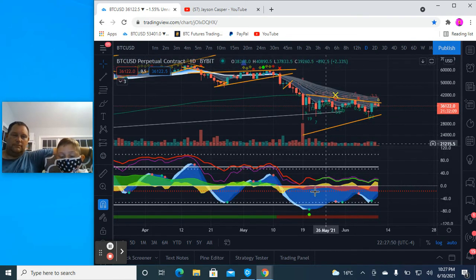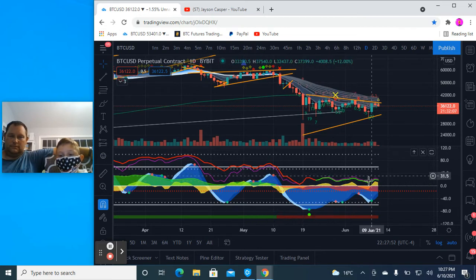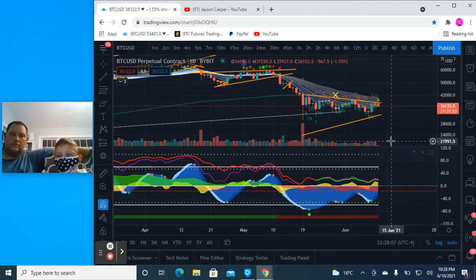On the day, the RSIs are green, pointing down again. VWAP is up and kind of flat, pointing down just a little bit. We had a green dot here, a small one, but the momentum's coming up. Let's go to the weekly.